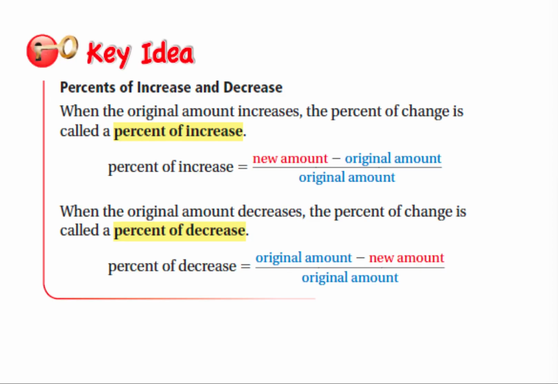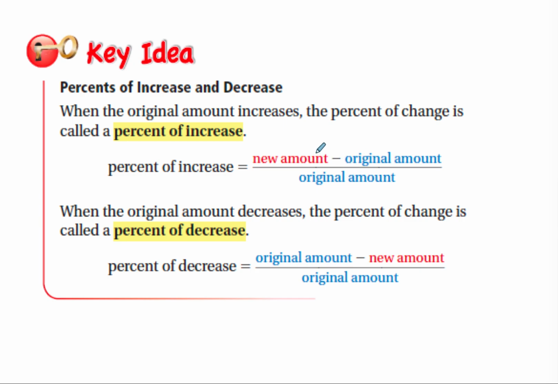So our key idea for today, here are the formulas that we're using, and actually it's pretty much the same formula. Percent increase is when the amount of the original increases, and that's called a percent of increase. We find a percent of increase by taking our new amount and our original amount and subtracting them so we get a positive number. So our new amount is going to be bigger. It comes first. We subtract, and then we divide by the original.